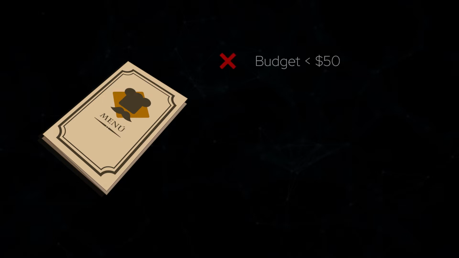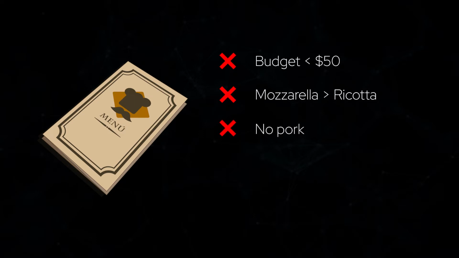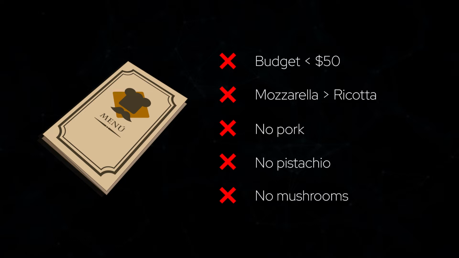Well, what if you knew that his budget is strictly limited to $50? That he prefers mozzarella over ricotta cheese, that he does not eat pork, that he is allergic to pistachio, and that the restaurant is out of mushrooms to lay on a pizza or stuff the ravioli with tonight. That would make your job that much easier, wouldn't it?